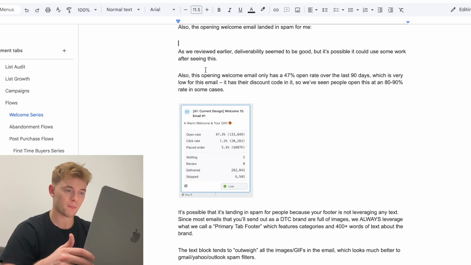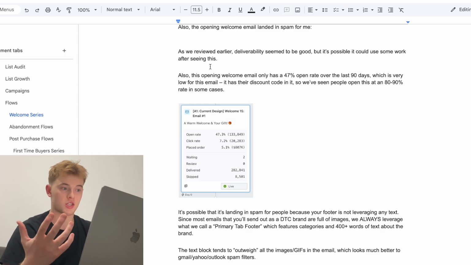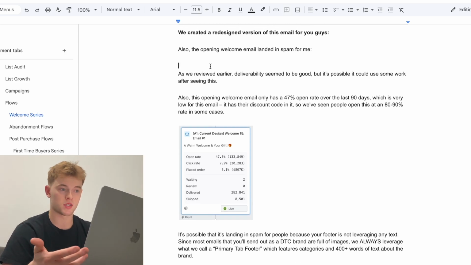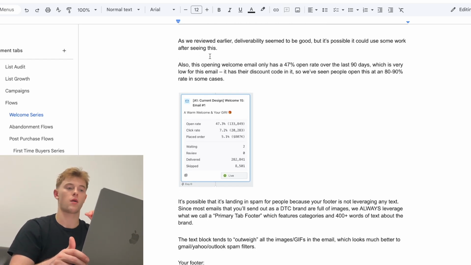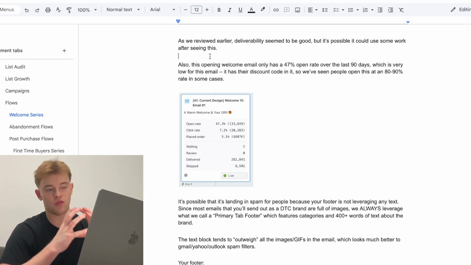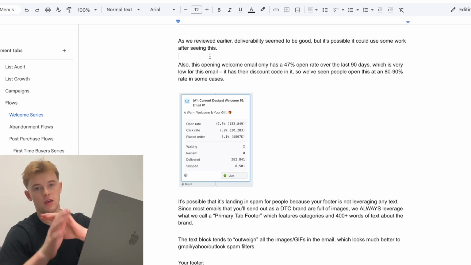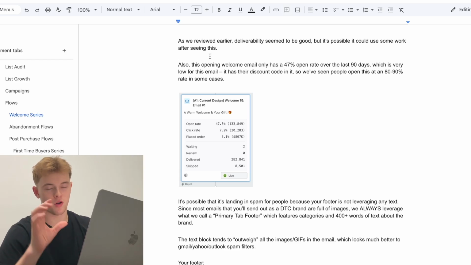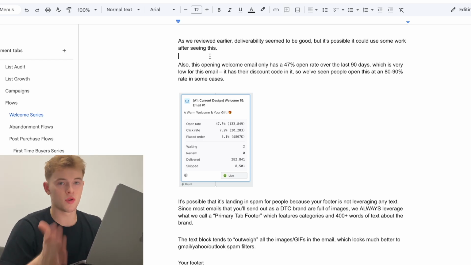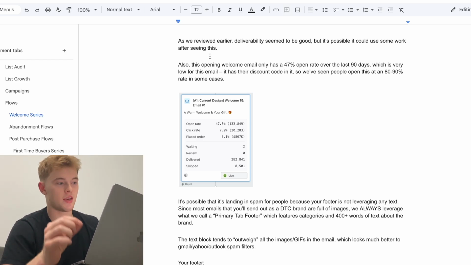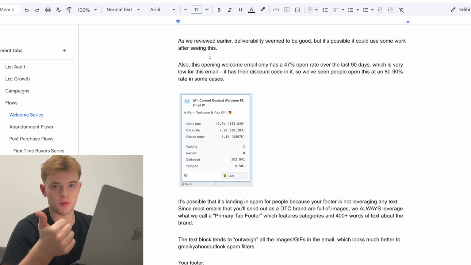So if you remember, earlier we went over their deliverability, and the deliverability was actually really good. So I was surprised that they landed in spam. But a big reason that probably happened is because in their footers, they used no text. So all of their emails are just images, and there's hardly any text in the footer other than the unsubscribe text.